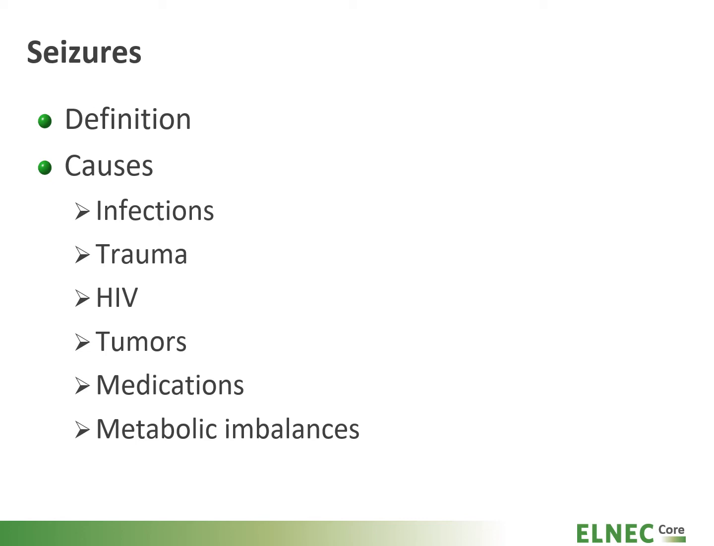Seizures can also occur at the end of life. Seizures are that sudden, abnormal, excessive electrical impulse in the brain that causes altered neurologic function. It can cause motor, autonomic behavior, and cognitive functional changes. And often the exact mechanism is unknown.